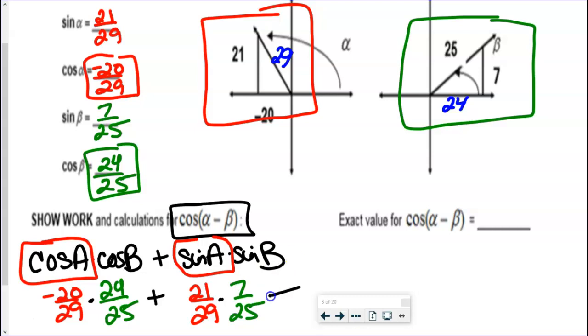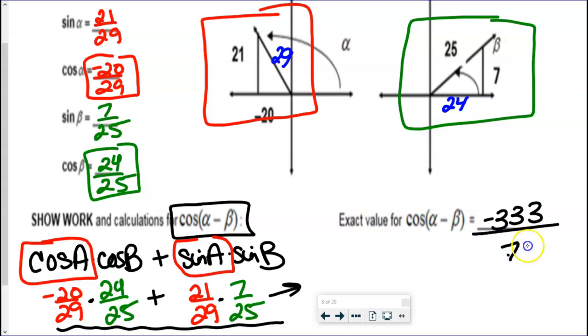So for me, I crank this entire thing into my calculator. You don't even need parentheses because you're just multiplying single fractions like that. And then I, of course, hit math, enter, enter, and I'm pretty sure the answer comes out to negative 333 over 725. But if that's not right, talk amongst yourselves and figure out what dumb thing Abruzzo just did. So these are a little tricky.